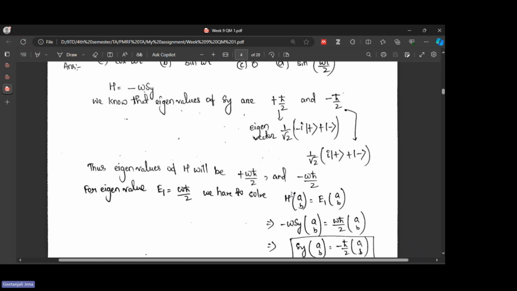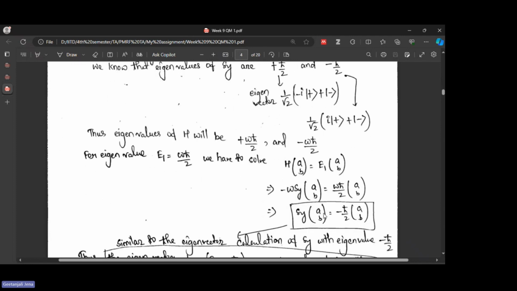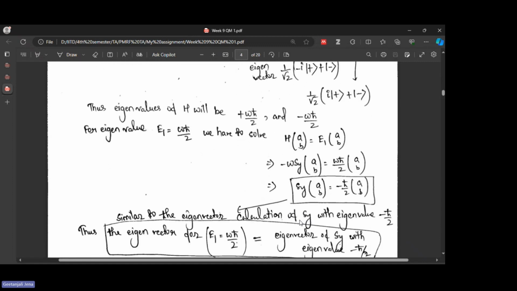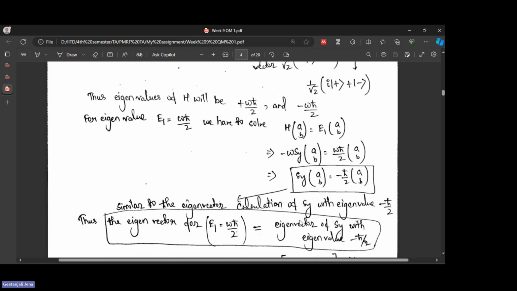So if you solve this, what you will see is the last equation, which is marked in the rectangular box. This will give Sy acting on a, b equal to minus h-bar by 2 times a, b. So this is similar to the eigenvector calculation for Sy with eigenvalue minus h-bar by 2. That means the eigenvector for E1 equal to omega h-bar by 2 will be equal to the eigenvector of Sy with eigenvalue minus h-bar by 2.